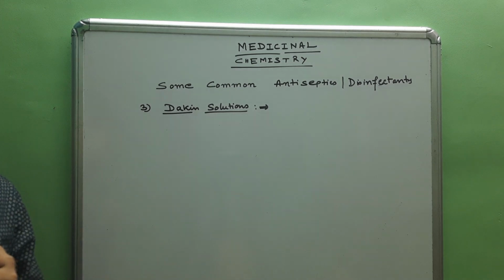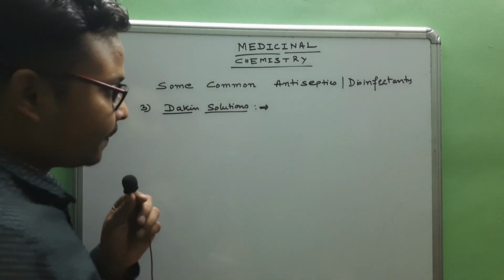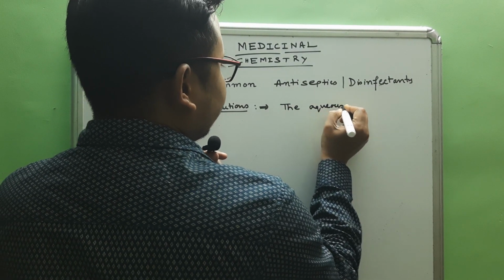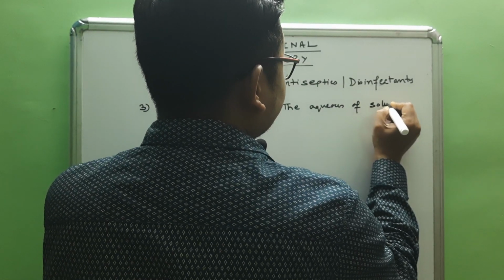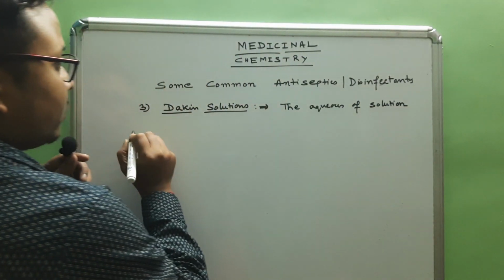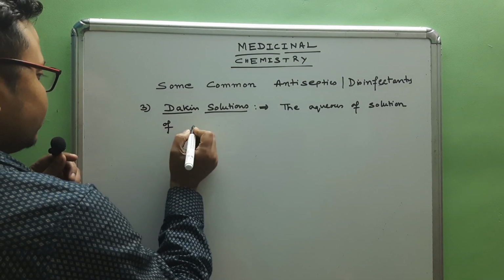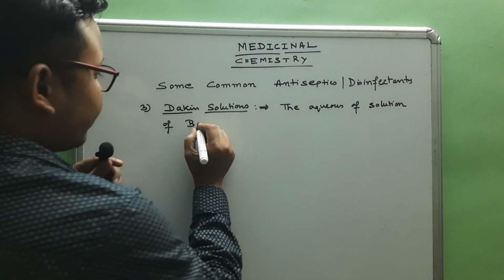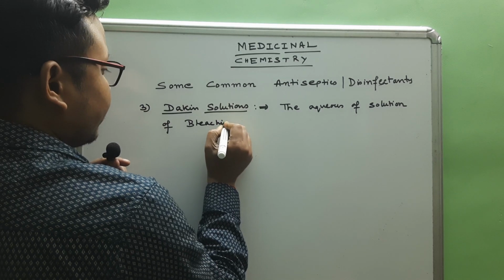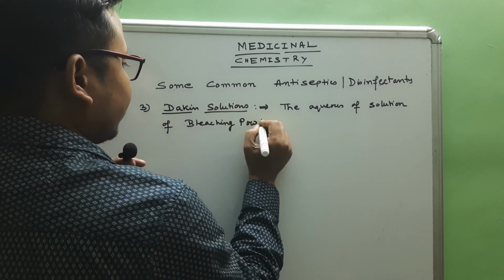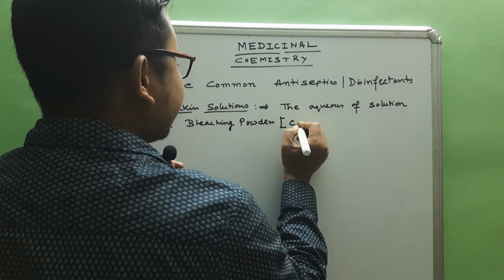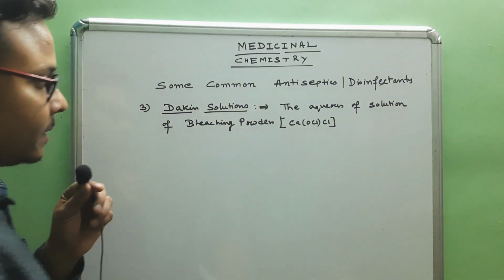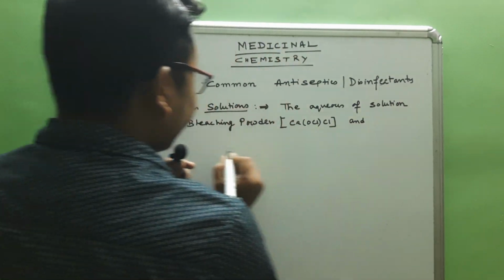Dakin solution is a solution of bleaching powder and sodium carbonate. It is an aqueous solution of bleaching powder. What is bleaching powder? Bleaching powder is calcium chlorohypochlorite, CaOCl2, bleaching powder, and sodium carbonate.